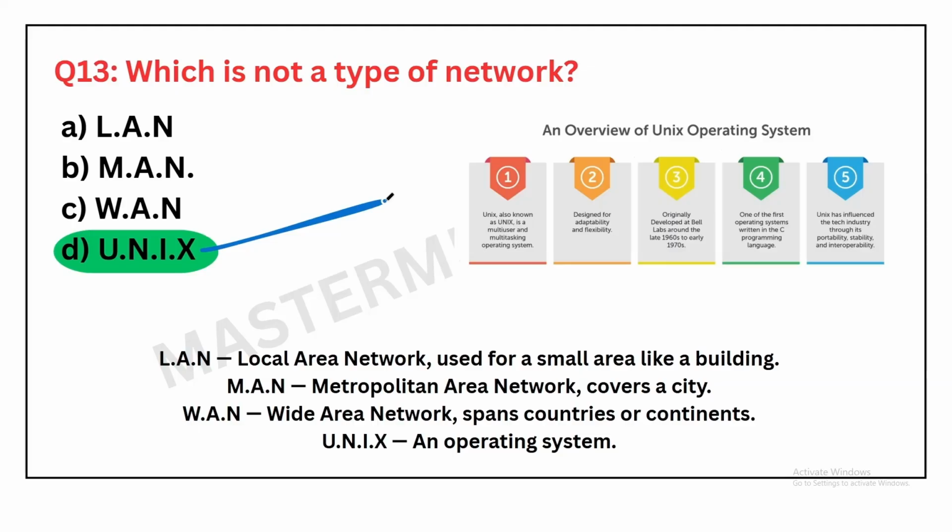A LAN, or local area network, is within a small area such as a building. MAN is a metropolitan area network, covering a larger area like an entire city. WAN is a wide area network, spanning countries or even continents. Whereas Unix, on the other hand, is an operating system and not a type of network.